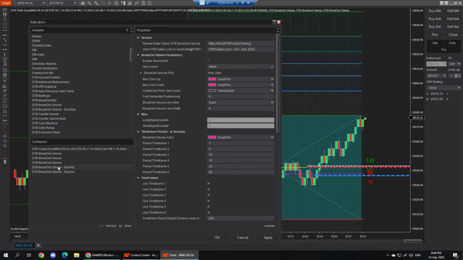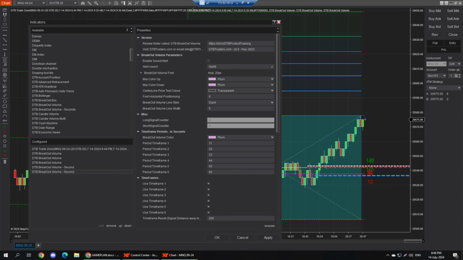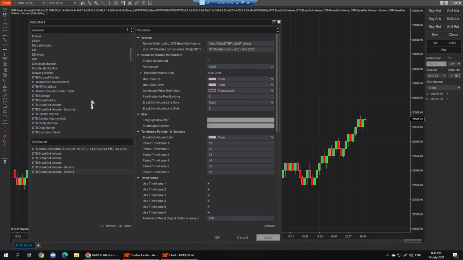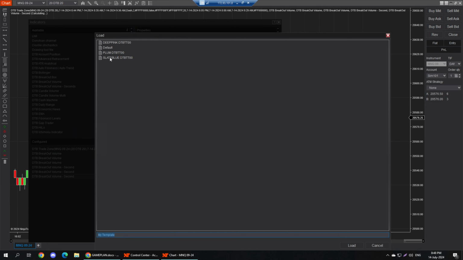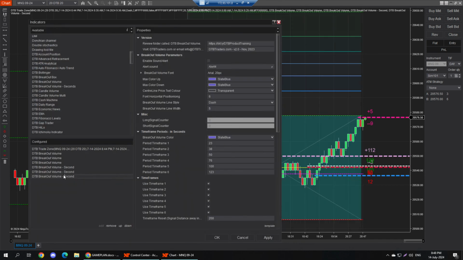So we'll leave the deep pink, and then we'll load another template over here. Let's go for the plum. Yep. And let me just see if I need any more. Slate blue. So we've got quite a few breakout volume markers left over here. So apply.